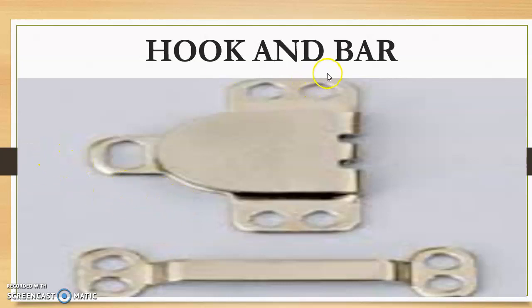Hook and bar is a fastener. It is used to close openings on garments. These are usually seen on skirts, at the waistbands of skirts, to close the opening.